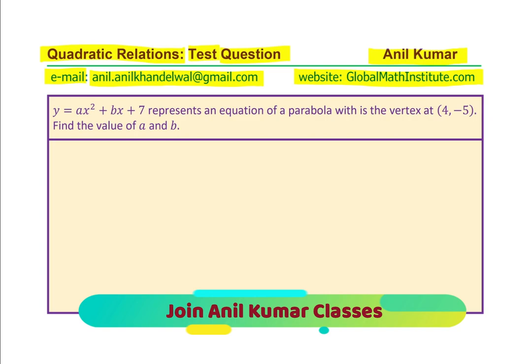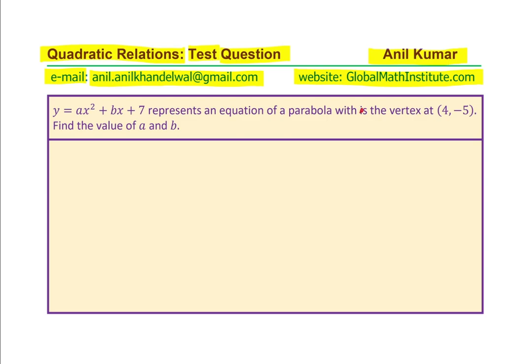Now, let's discuss the problem. Y equals ax squared plus bx plus c represents an equation of a parabola with the vertex at (4, -5). Find the value of a and b. Right? So, try to solve this.